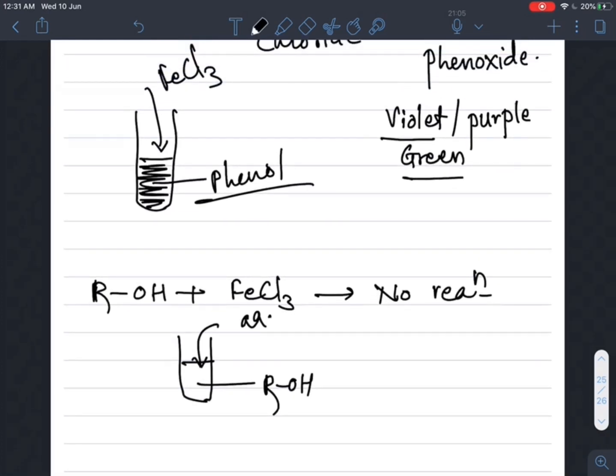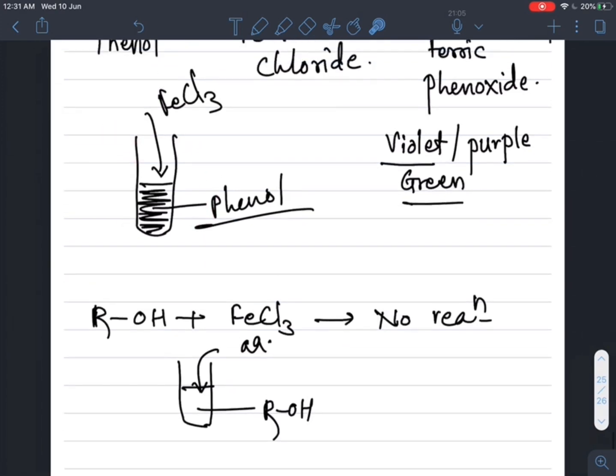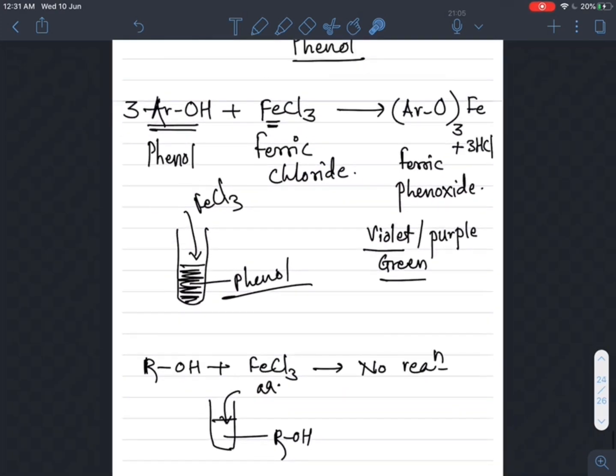And phenol only gives this color test with this neutral FeCl3 test, that is the ferric chloride test. There is a formation of ferric phenoxide. Due to formation of this complex ferric phenoxide, we get a colored solution, that is a violet, purple or green colored solution, and due to formation of this colored complex we can identify the presence of phenol. So this is also a most important color test for the detection of phenol in the laboratory.